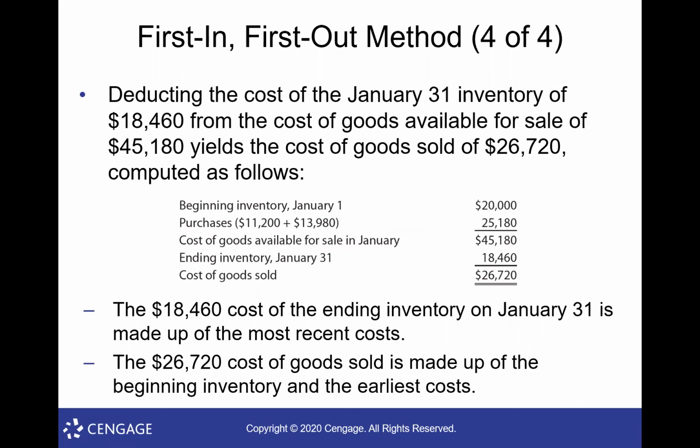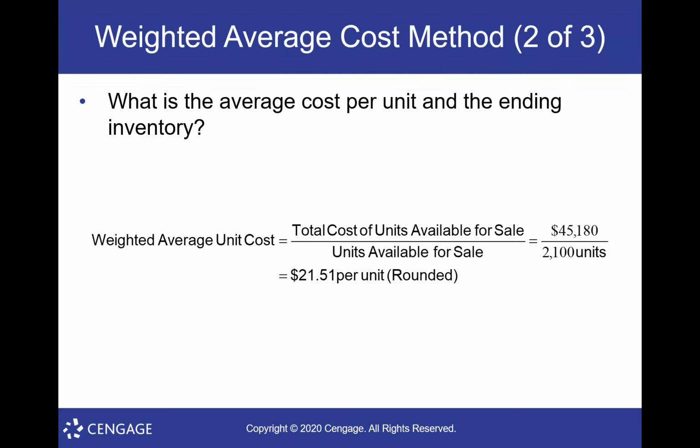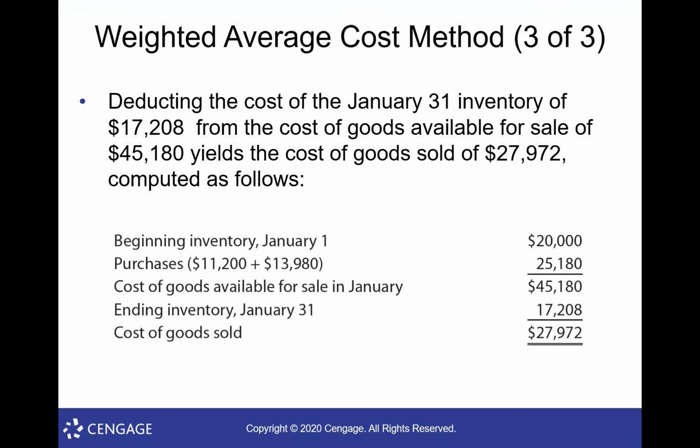Okay. On a last in, first out, we do the whole same process, except when we're making the estimate as to which units are sitting there, we're assuming it was the first in units that are still present because the last in units were the first out. And then with weighted average, we come up with an average cost per unit and we multiply that out by the number of units sitting there in inventory at the end of the month and calculate it.